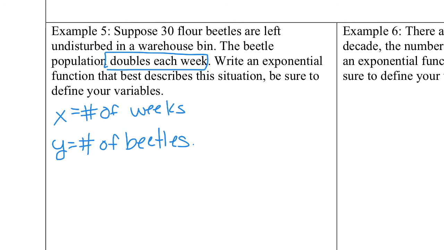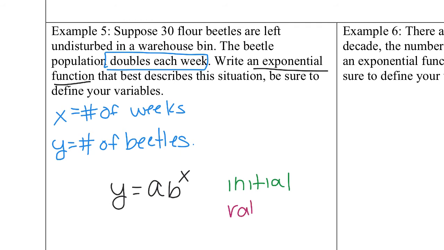So it says write an exponential function. Well, that means my layout equals y equals ab to the x because it's exponential. So I need my two pieces. I need my initial and I need my rate. Those are the two pieces that we need. The initial is the a, the rate is your b. So to find the initial, you're finding how many beetles did you start with in this little experiment.